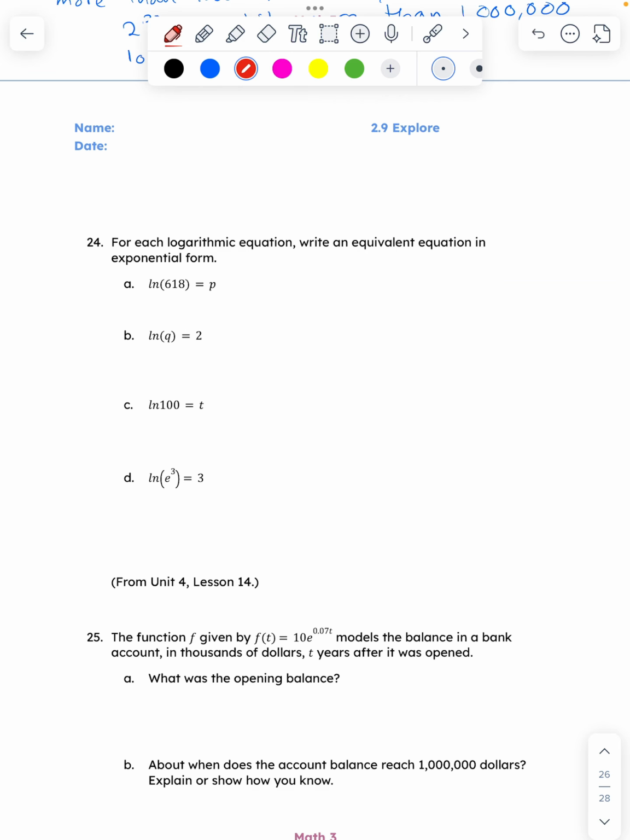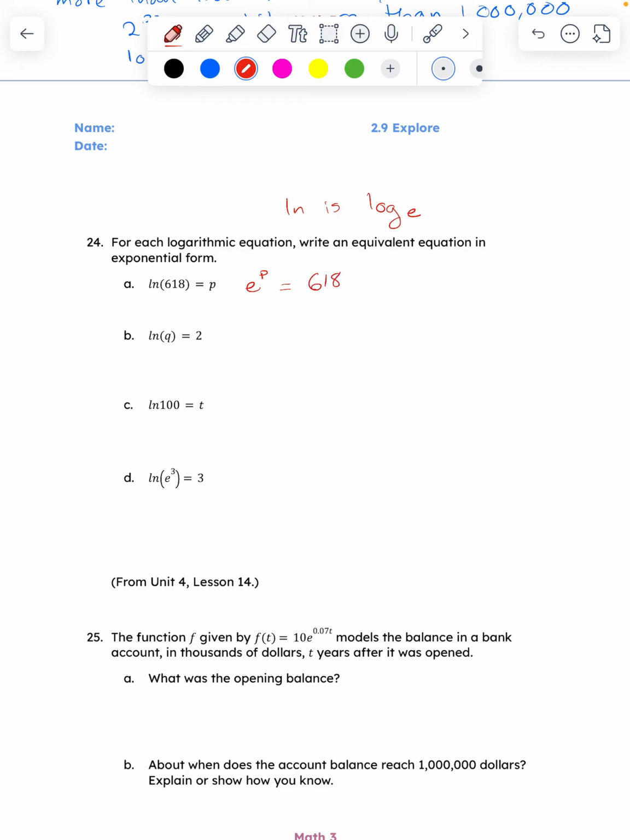24. Dude, we are so close. So close. And look at this. Just write them in exponential form. And we know that ln is the log with a base of e. So this is going to be pretty straightforward because these are all ln's, so we're writing them as e to some power, right? So ln of 618, e to the p is 618.